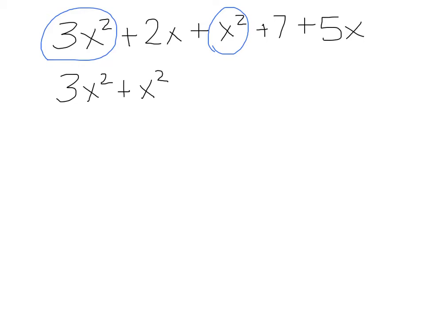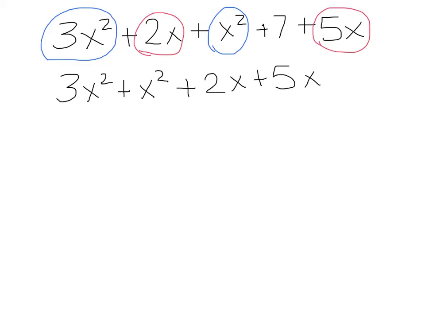The next thing that I really want to combine is my single x's. So I have a 2x and I have a 5x. So I'm going to write them, and I'm going to put them next to each other so that I can add them together. And then I'm left with just this constant, a positive 7, and I'm going to put him at the end. Now I'm going to combine my like-minded pieces.